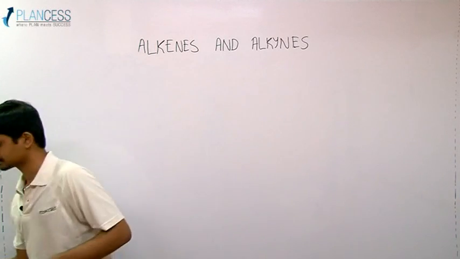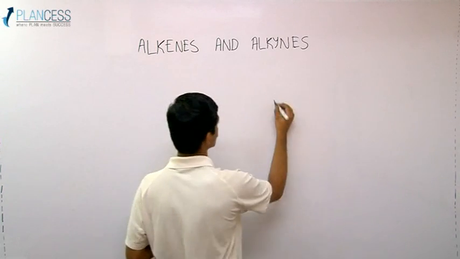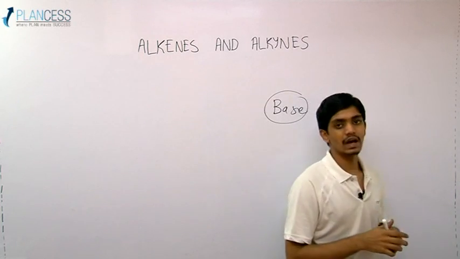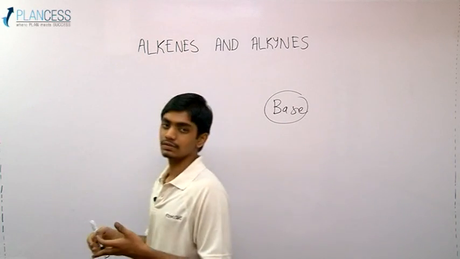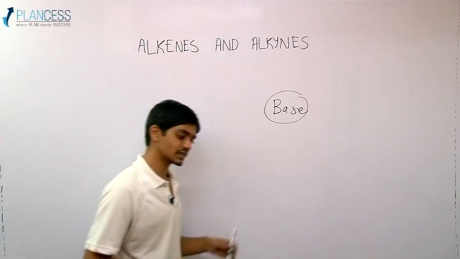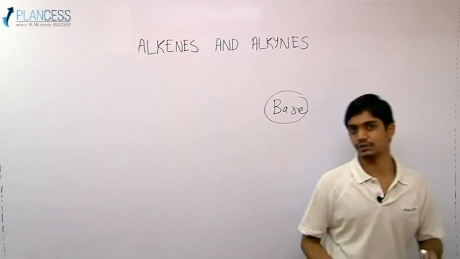So now, what is the role of a base in elimination reaction? To abstract the proton either after the formation of the intermediate in case of E1 or in the same transition state in case of E2.